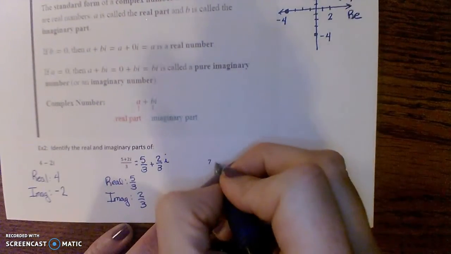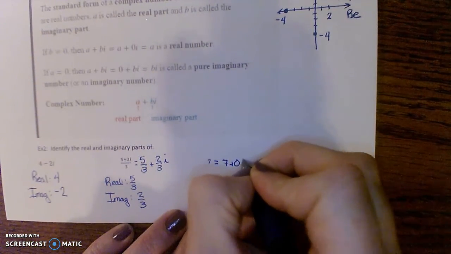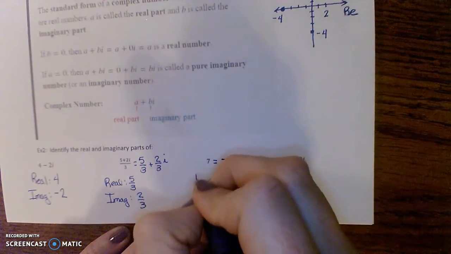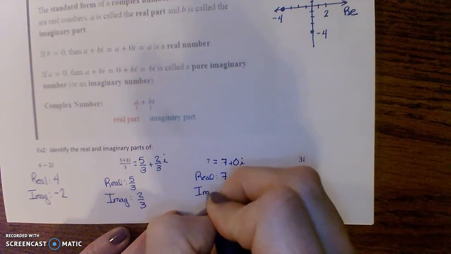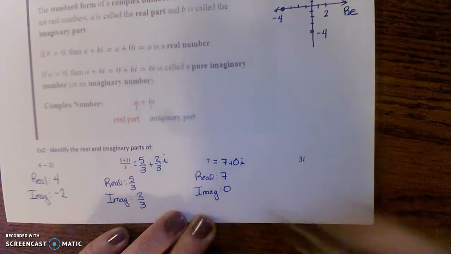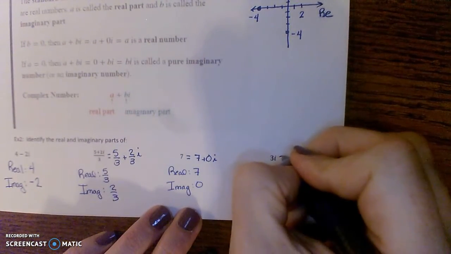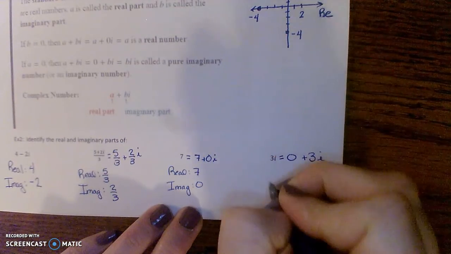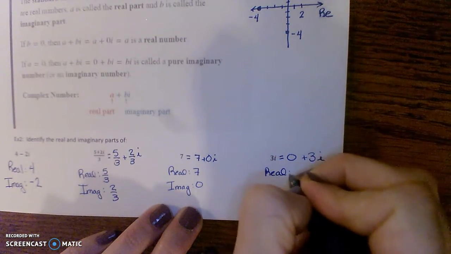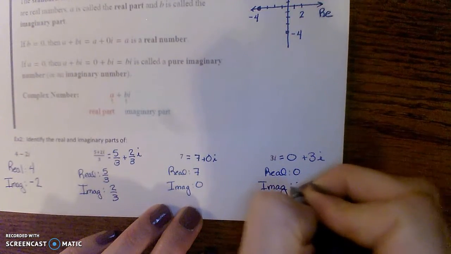Alright, think of the number 7 as 7 plus 0i. This is just a real number. The real part is 7. The imaginary part is just 0. And the number 3i, this is a purely imaginary number. So you can think of it as 0 plus 3i. So the real part is 0 and the imaginary part is 3.